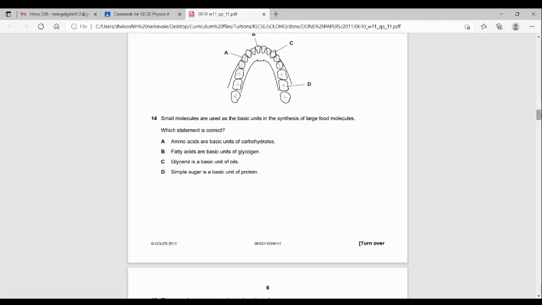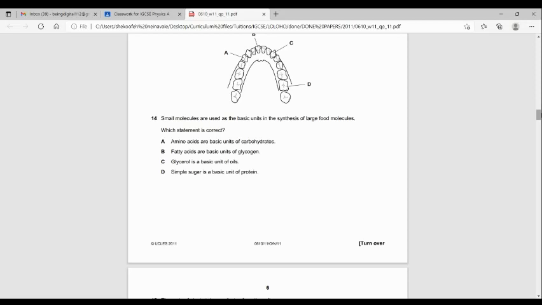Fatty acids are basic units of the glycogen. Glycogen is a very big, complex, and insoluble form of sugar. Whenever your body wants to remove excess sugar from your blood, it stores it in the form of glycogen inside your muscles or in the liver. As glycogen is sugar, it's made of simple sugar molecules like glucose. But fatty acids are used to make a fat molecule or lipid. So there is no relationship between these two. So A and B are totally wrong.